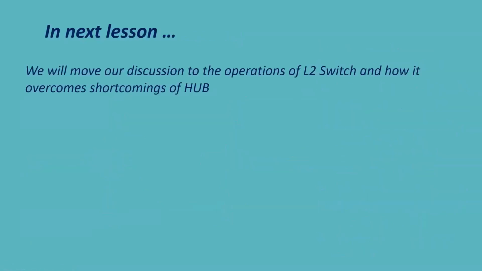In the next lesson, we will move our discussion to the operation of the layer 2 switch, and how it overcomes some of the shortcomings of the hub. The reason we call it an L2 switch is because it operates at layer 2 of the OSI model, the data link layer. It is going to be an interesting chapter, and some more interesting learning is coming your way.